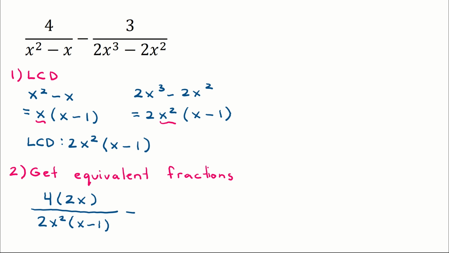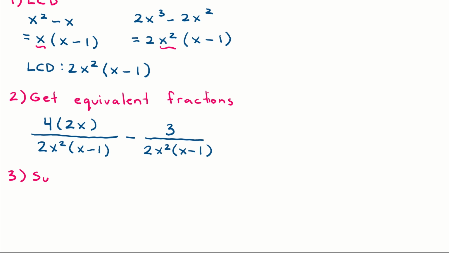And our second fraction actually has everything we need, so we can keep it exactly the same. But I'm going to write the denominator in factored form, just to make it easier to see. After that, we can go ahead and subtract. So when we subtract this, our numerator ends up being 4 times 2x, which is 8x, minus the 3, and our denominator is 2x squared times x minus 1.